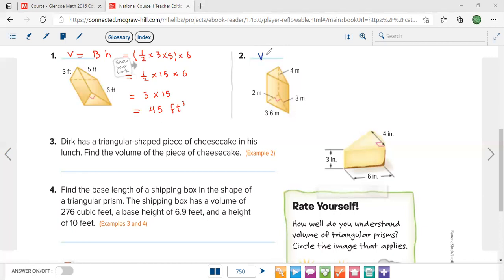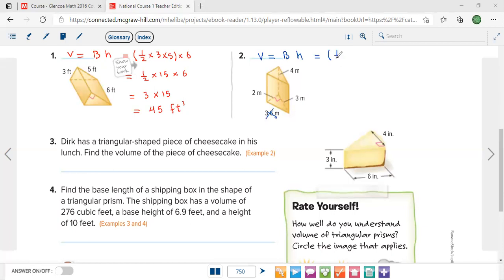Here also volume equals base area times height. The base is shaped like a triangle. Its base length is 2 and its height length is 3. So 3.6 here is extra information. Forget about it. It will not participate in the solution. We need only the base length and the height length of the base, which is a triangle. And this is the height of the prism.